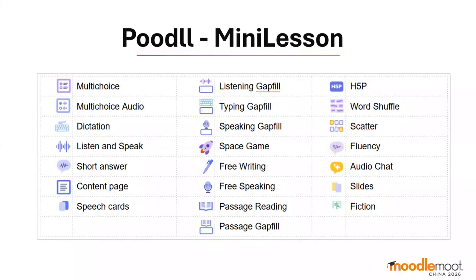So the mini lesson is in itself kind of a quiz. You combine different item types to form a single lesson. So these are the item types that you can see here. There's a multi-choice, listening gap fill, speaking gap fill, free writing, free speaking, fluency, word shuffle. Lots of language learning items that you can use to practice or assess students, that students can use to practice or that teachers can use to assess students.